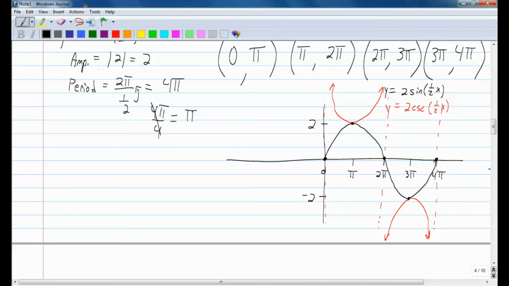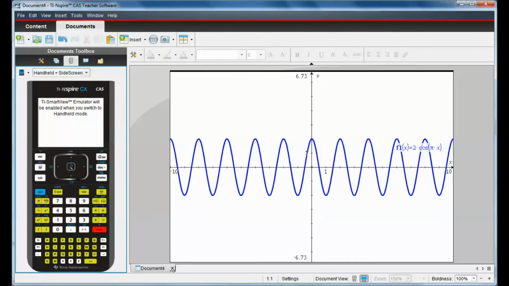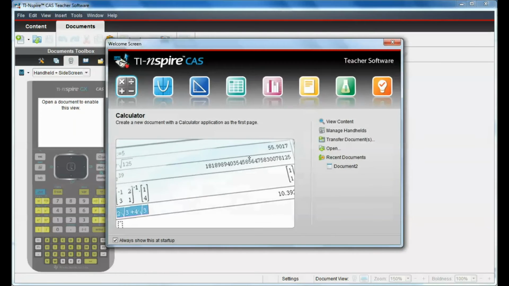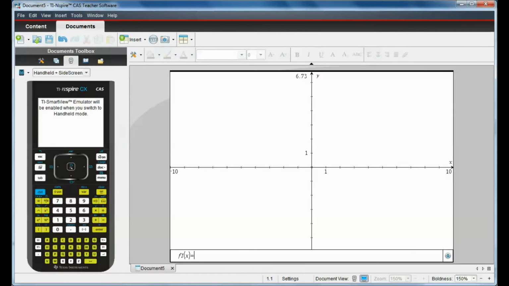Let's take a quick view of what that would look like if we graph that on a graphing utility. If I wanted to graph that, on my graphing utility here, I'm going to first graph y equals 2 sine of 1/2 x.